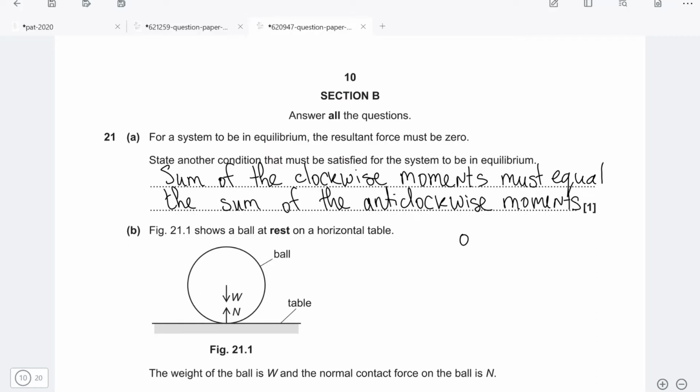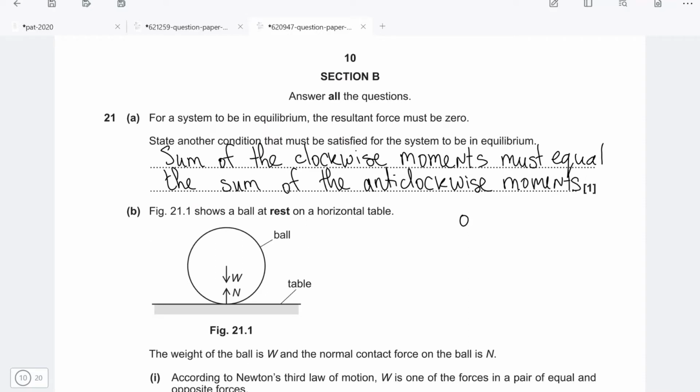Well, let's get started with question 21. So first off, we have a system, and in order for that system to be in equilibrium, one of the conditions is that the resultant force must be zero. State another condition that must be satisfied. Well, the other condition, and there are only two for a system to be in equilibrium, is that the sum of the clockwise moments must equal the sum of the anti-clockwise moments.